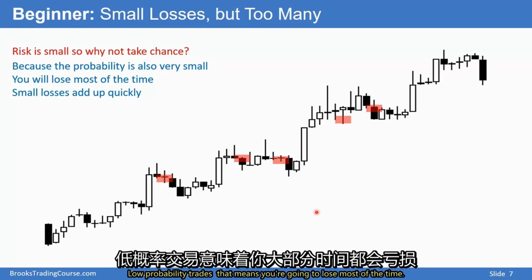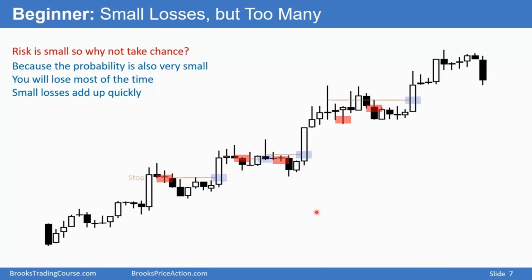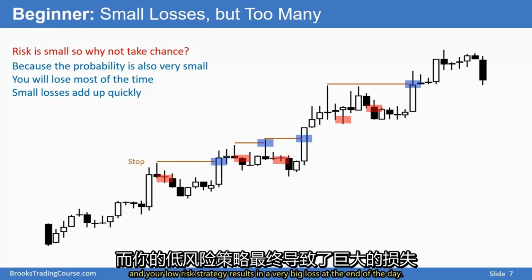Low probability trades, that means you're going to lose most of the time. Even if you lose a little, lots of little losses adds up to a big loss. You keep getting stopped out all day long, and your low risk strategy results in a very big loss at the end of the day.